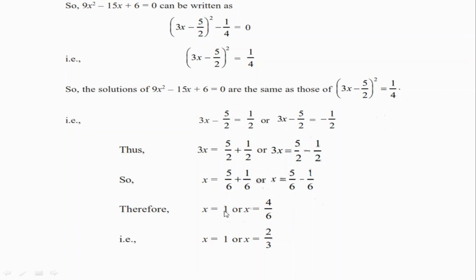One is x equal to 1, another is x equal to 2 by 3. So we get x equal to 1 and x equal to 2 by 3. We get two values of x. So these are the zeros or roots of the quadratic equation 9x square minus 15x plus 6 equal to 0.